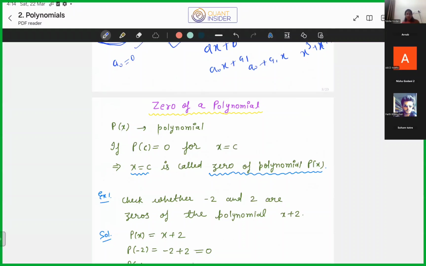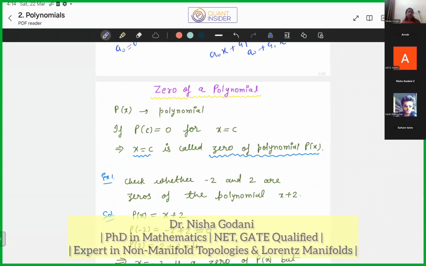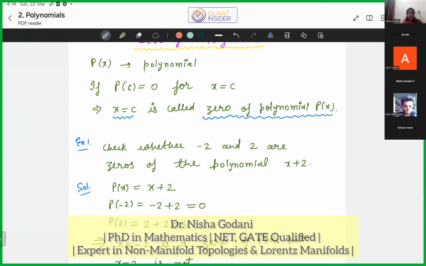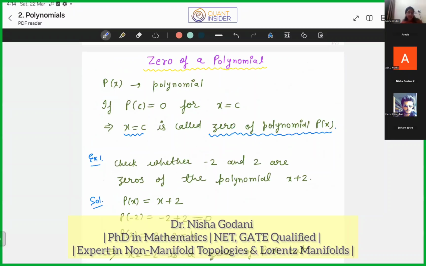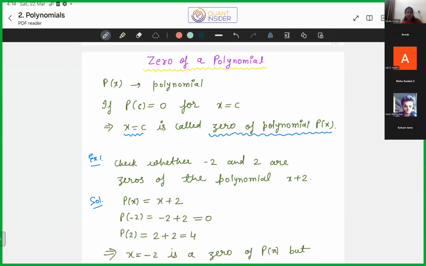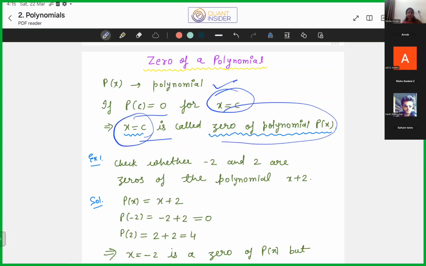So what about zero? The zero of a polynomial means for what value of x that polynomial will be equal to 0. If p(x) is a polynomial, and p(c) means you put x equal to c in the polynomial and you get 0, so if for x equal to c it is equal to 0, then it is called a zero of that polynomial. So x equal to c is called a zero of the polynomial.